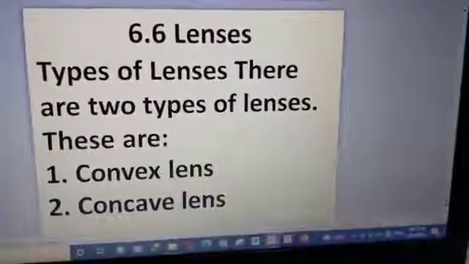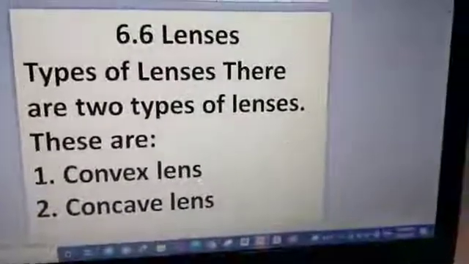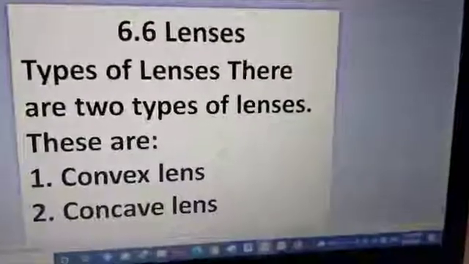6.6 Lenses. Types of lenses. There are 2 types of lenses: number 1, convex lens; number 2, concave lens.